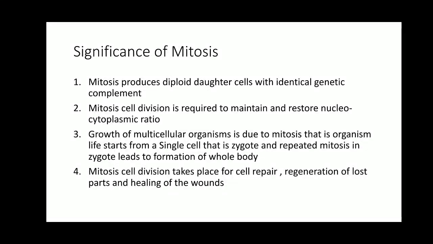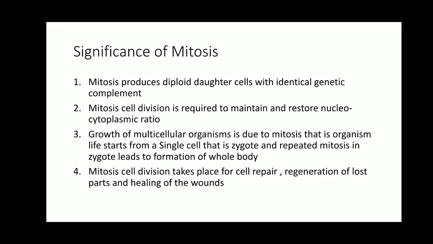Mitosis cell division takes place in cell repair, that is, because of wounds there is a loss of cell, and because of any accident the cell is lost. All these cells are replaced by the mitotic cell division, because the same type of cells are produced by the mitotic cell division, because it is an equational division.